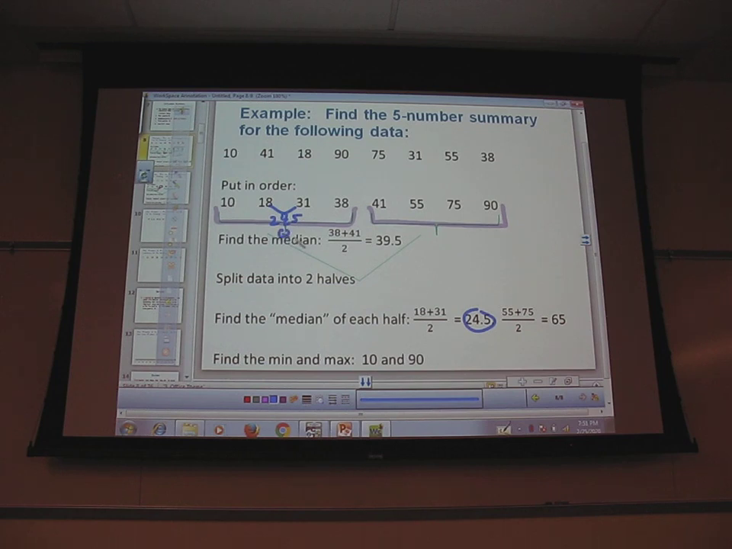That's my Q1. These two, again, there's an even number. So there's two that are tied for the middle. I have to average them. And I get 65. That's my Q3. And then here, look at this. I got to average all over the place. There's two that are tied for the very middle. So I have to average them too. 39.5. That's my Q2. Everybody follow that?